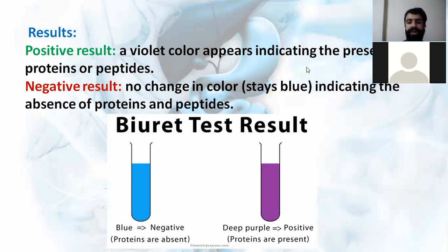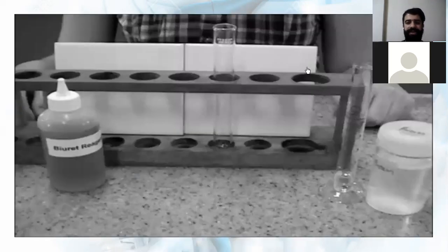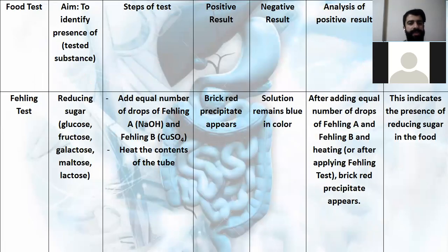So this is the third test. Till now, we have three tests. Here is the table. The first one is called the Fehling test. It's done to identify the presence of reducing sugar. What do we do? Add equal drops of Fehling A and Fehling B. Heat the contents of the tube in the Bunsen burner. If it's a positive result, a brick red precipitate appears. If it's negative, the solution remains blue.